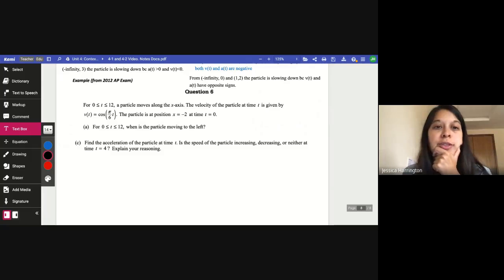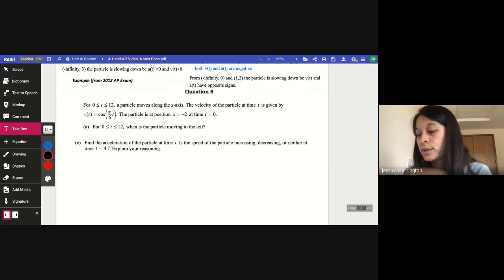So for the time between 0 and 12, a particle moves along an x-axis, so a horizontal axis. The velocity of the particle is given by this function. The particle is at position x equals -2 when time equals 0. Part A says, for the time given, when is the particle moving to the left? Well, we know the particle is moving to the left when the velocity is negative, right? So we need to figure out when this function is negative.